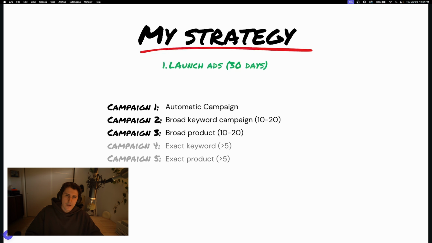The second is going to be targeting a broad keyword campaign. This is when we're going to target anywhere from 10 to 20 plus different keywords that are related to our topic. We don't want to go and do generic stuff like book, ebook. We want to make sure that it is in relation to our topic. Otherwise, we're going to be wasting money.